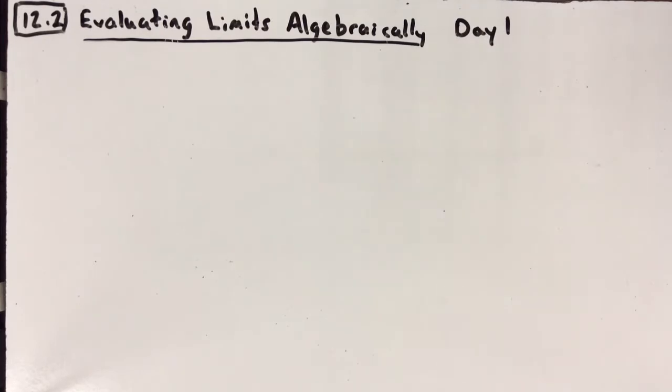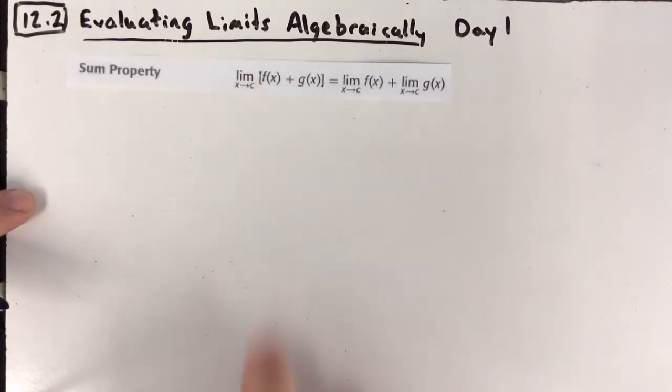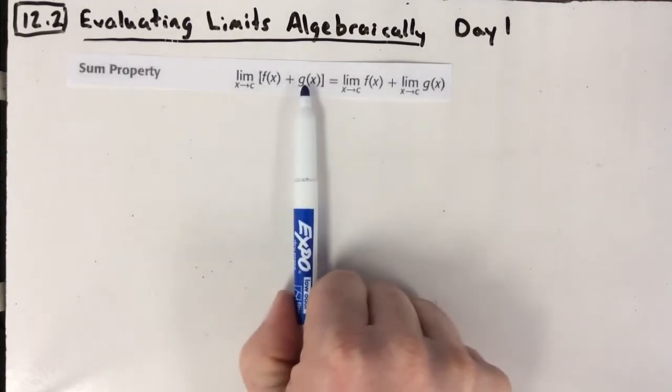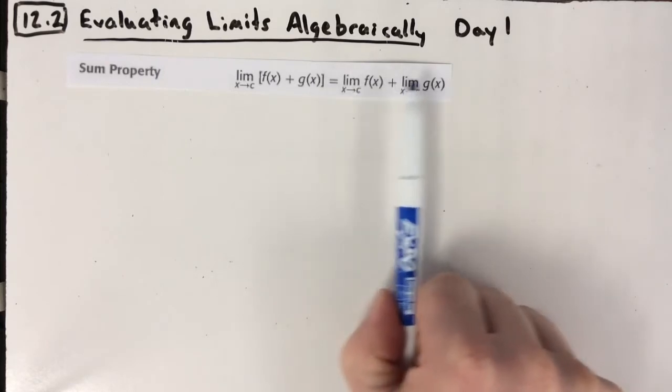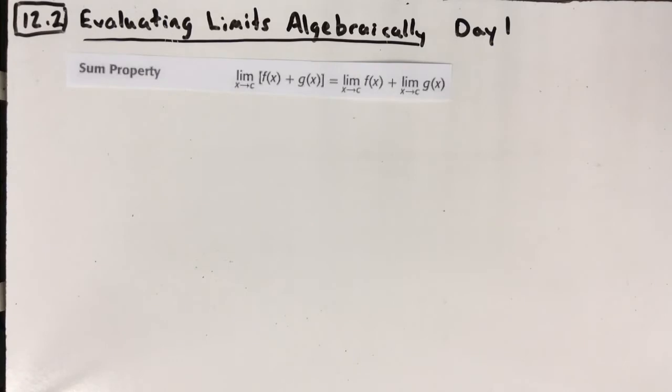So in the box that I showed you at the beginning of the video, there are 7 properties. The first one looked like this. It is the sum property. And what that says is if you have a limit of 2 things being added together, you can break that apart into 2 pieces with 2 limits. So an example of what that might look like is this.